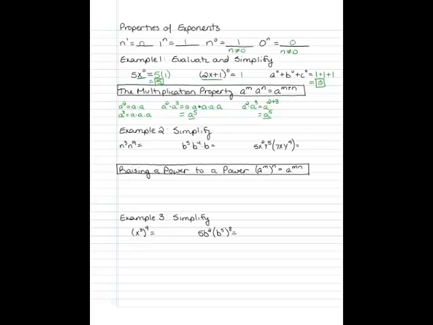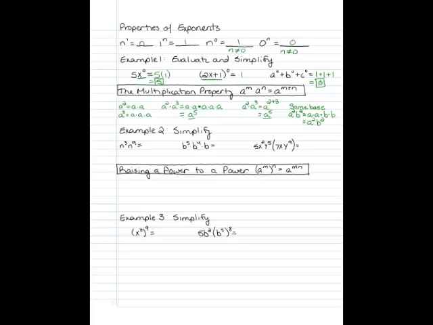Now a little caution here, you have to be very careful, this property only works when the two expressions have the same base. If you were to be evaluating, let's say, a squared times b squared, expanding this out, a squared is a times a, b squared would be b times b. There is no way really to combine that other than to just put it back together as a squared times b squared. This property only applies when you're working with the same base.